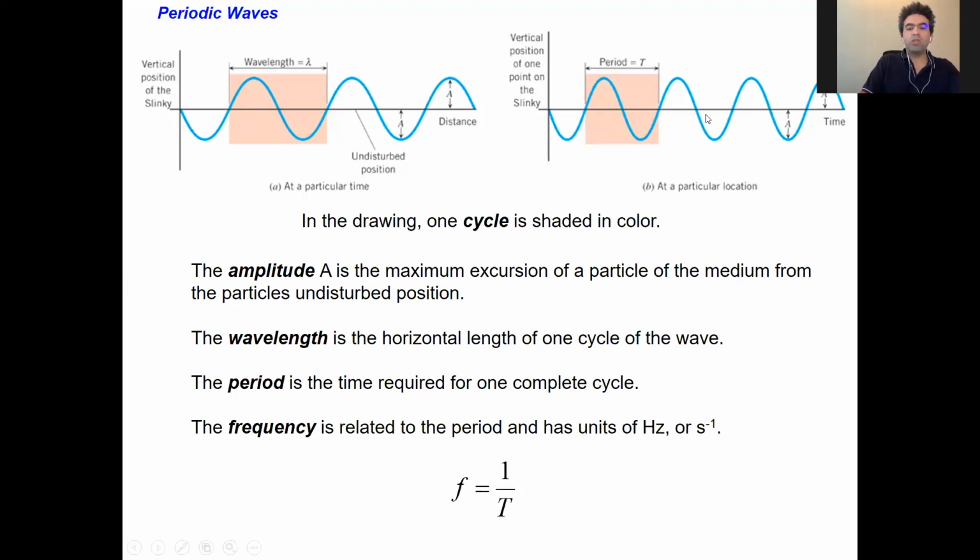Suppose the period was 2 seconds. That means the cycle repeats every 2 seconds, so I can have half a cycle every second. That's the frequency. Suppose the cycle repeats every half a second, then I could have 2 cycles every second. So the frequency would be 1 over the period all the time, and it has units of hertz.